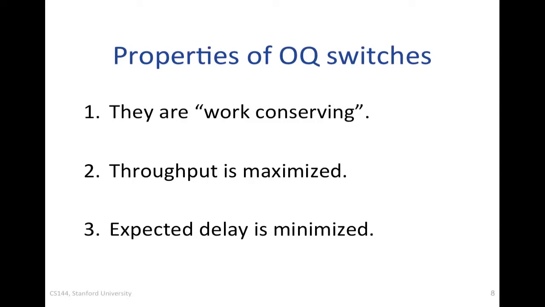First, we say they are work conserving. Work conserving means that an output line is never idle when there is a packet in the system waiting to go to it. That means there's no blocking internally preventing a packet getting to that line. Whenever that line is idle, there is no packet in the system waiting for it. As a consequence, throughput is maximized because you cannot have a higher throughput than keeping all the lines busy whenever there's a packet available for them. And the expected delay is minimized because we're always doing useful work delivering packets onto the outgoing line.